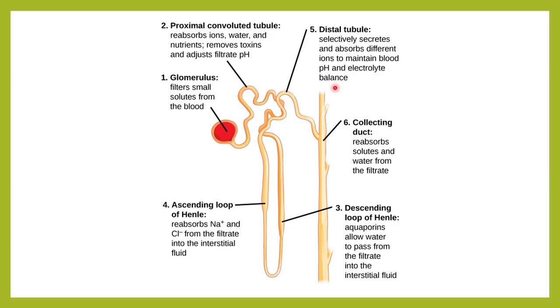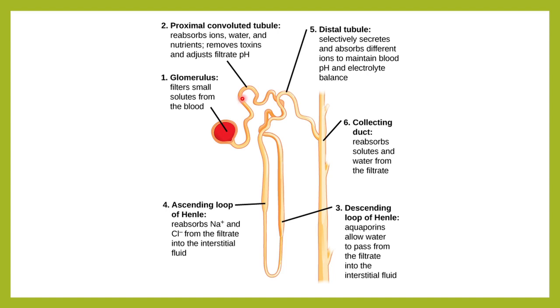When we say this nephron, this is the glomerulus which filters the solutes from the blood. So this filtering unit is the glomerulus. Then comes this proximal convoluted tubule. Proximal is this part which is close to the glomerulus, so that is why proximal convoluted tubule. It mainly reabsorbs the ions, water, nutrients, removes the toxins, adjusts the pH, etc.